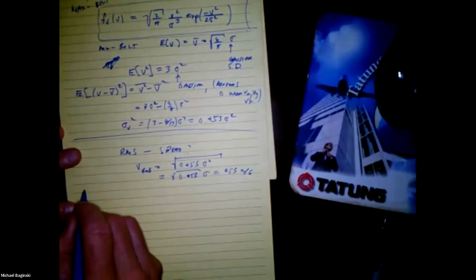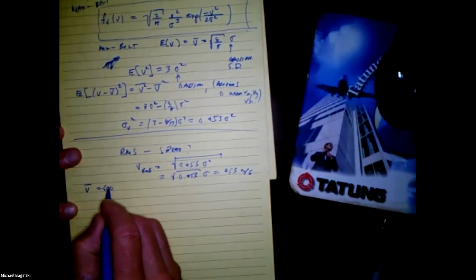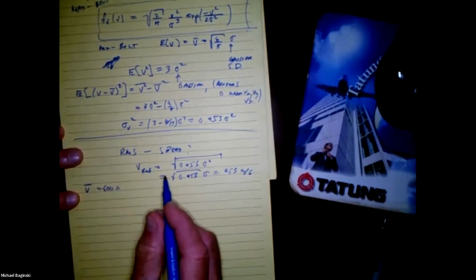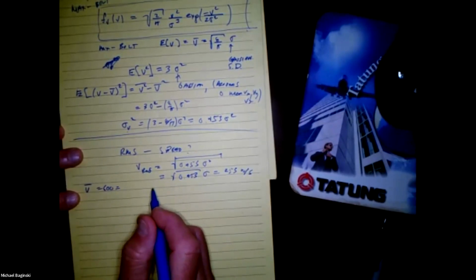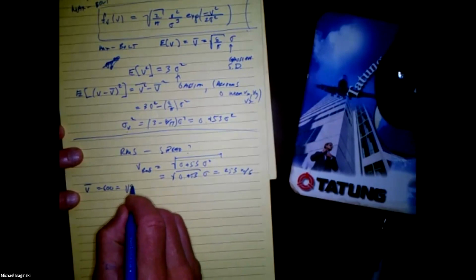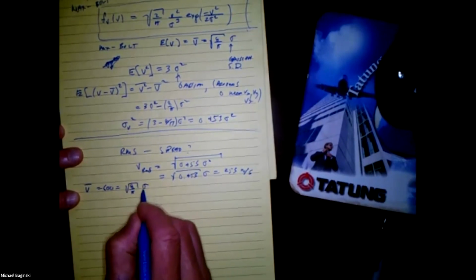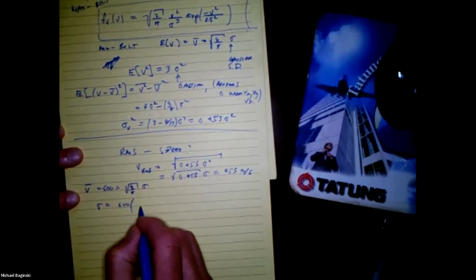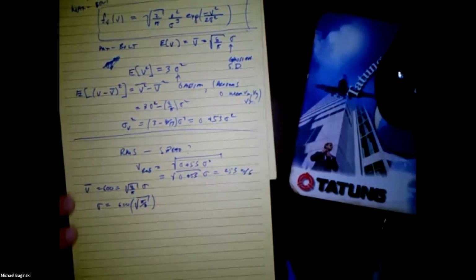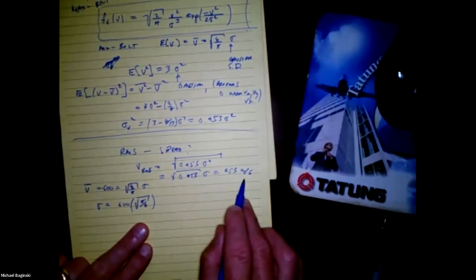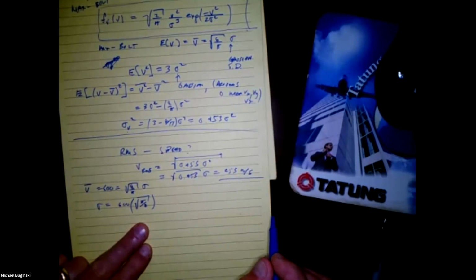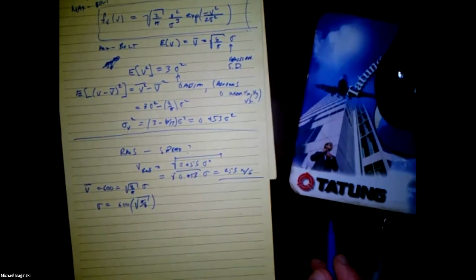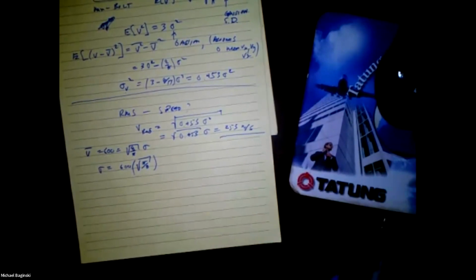Let me do it this way. V bar was 600. That's the magnitude. And that's equal to the square root of 8 over pi times sigma. That means sigma is equal to 600 times the square root of pi over 8. Right here. I come down here. If I do that, I should get 253 meters per second. Anybody confirm that? I think it works out, guys. So anyway, that's that problem.